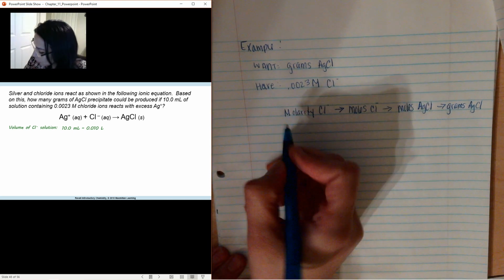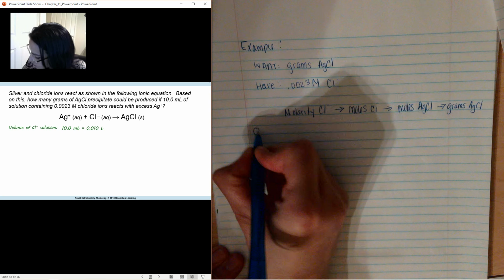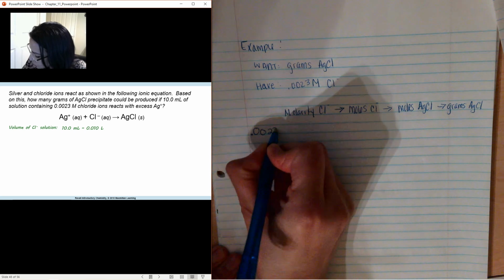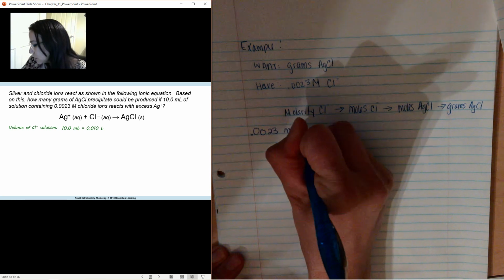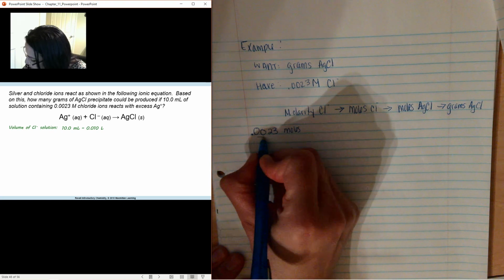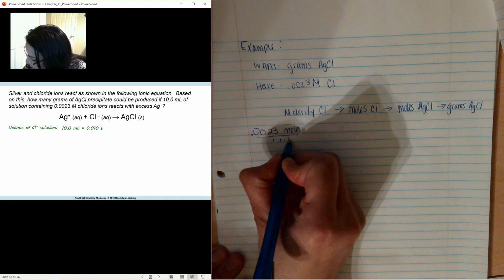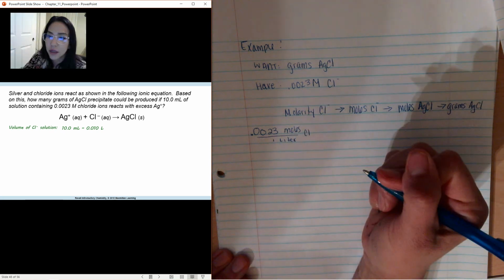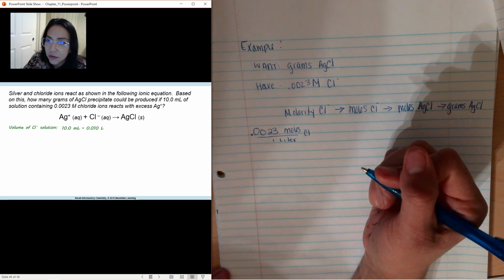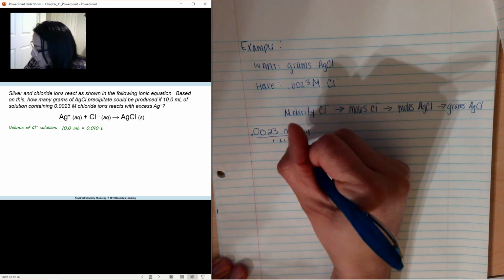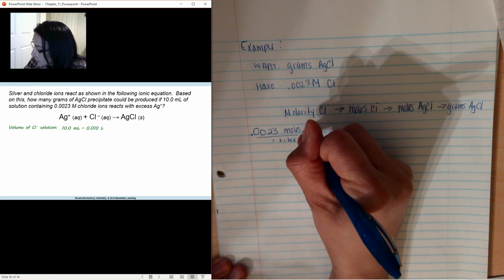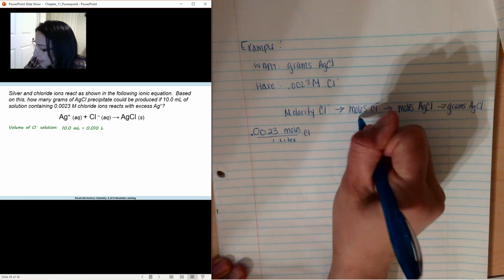So with molarity, always start with your given. My given is 0.0023, and remember, molarity is the same as moles per 1 liter, and this is of our chlorine ion. Now, let's see what else it says. I want to get rid of liters so that I could end up with moles.